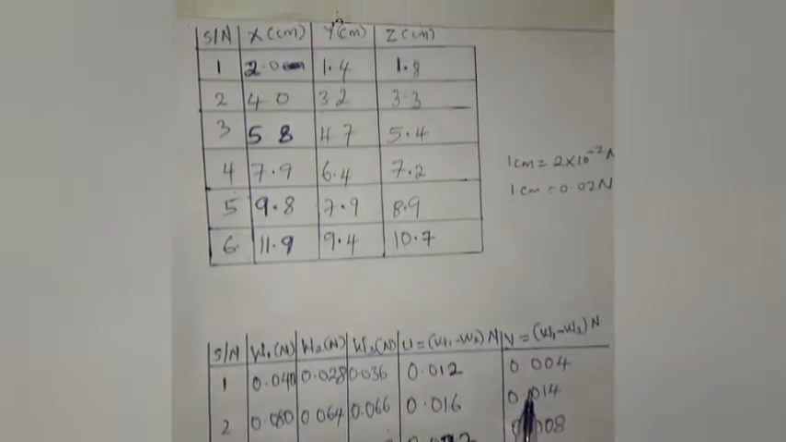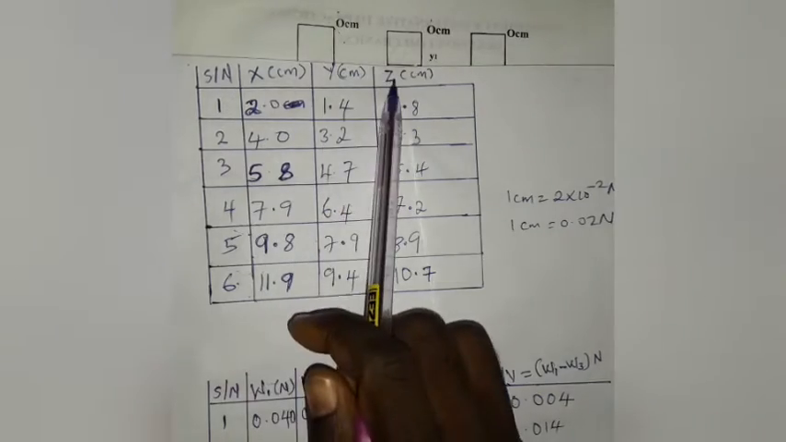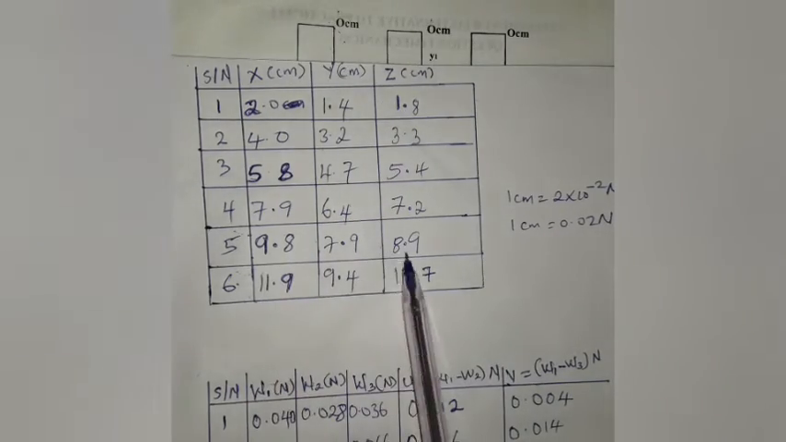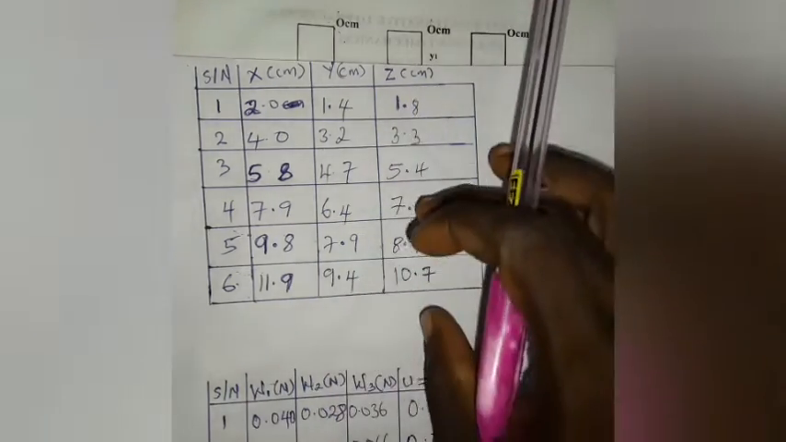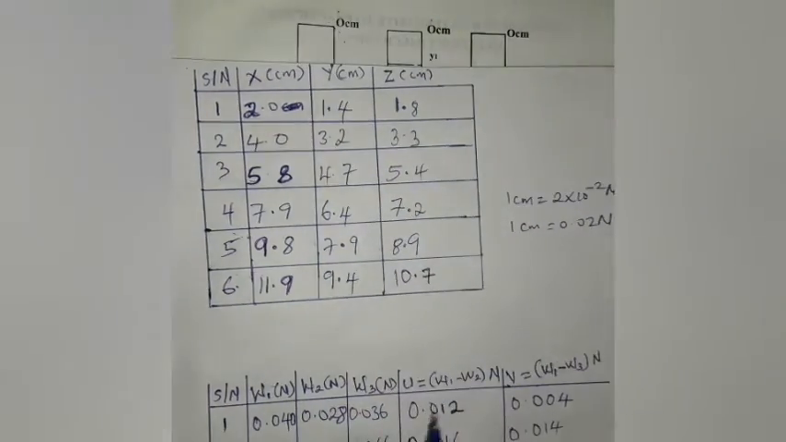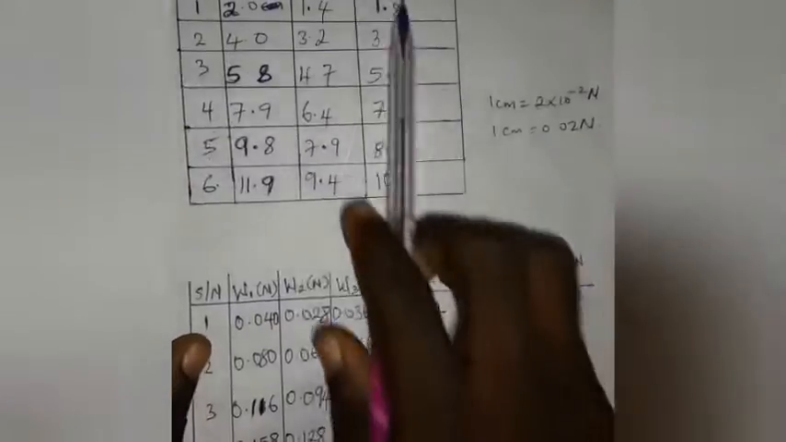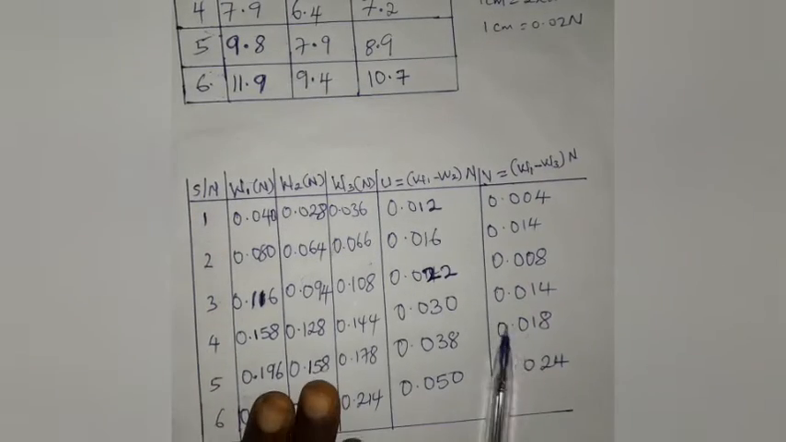Please take note that you can see that I created a table for X, Y, and Z because it was stated in the question. So you have to write down these values. You have to take this measurement down. Then you now convert them based on the scale that you are given. This is the scale that we are given. And I have used that scale to convert all of this to this.